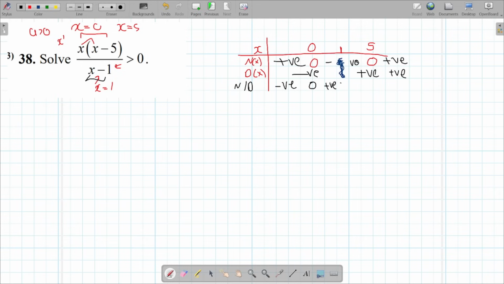We skip this. We just continue shading it, I guess. Negative divided by positive, that's negative. 0 divided by positive, that's 0. Positive divided by positive, that's positive.